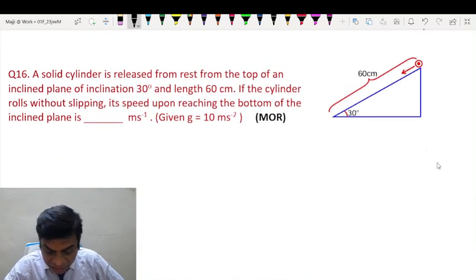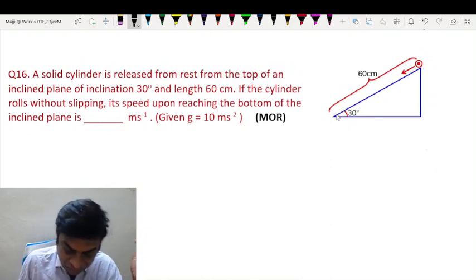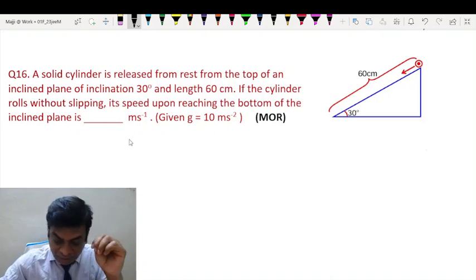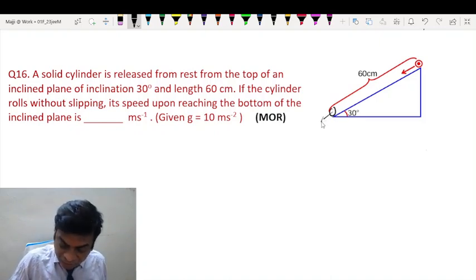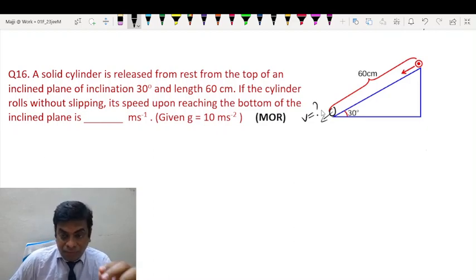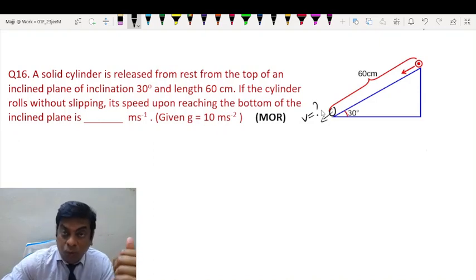A solid cylinder is released from rest from the top of an inclined plane of inclination 30 degree and length 60 cm. If the cylinder rolls without slipping, its speed reaching the bottom. So we have to find the speed at the bottom of the incline. Let us say it is v. Now students, here we have to understand very clearly that when a cylinder or any body for that matter rolls without slipping, no work is done against friction.